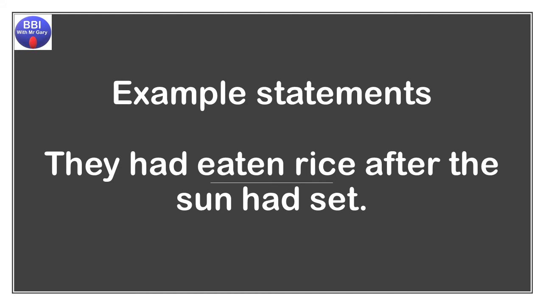Here's another example. They had eaten rice after the sun had set. So the event that happened first was the sun had set, meaning the sun had gone down. The first act is followed by the second act. So the second act in this sentence is eating the rice.